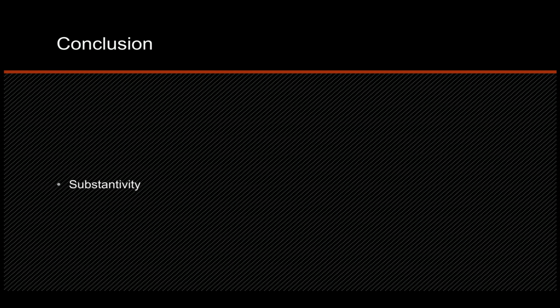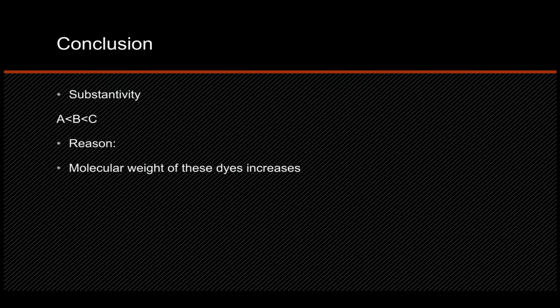Conclusion. The substantivity of direct dyes increases when we move from A to C. It means that when we move from class A to class C dyes, substantivity increases in the given order. The reason why the substantivity increases from A to C is that the molecular weight of these dyes increases.